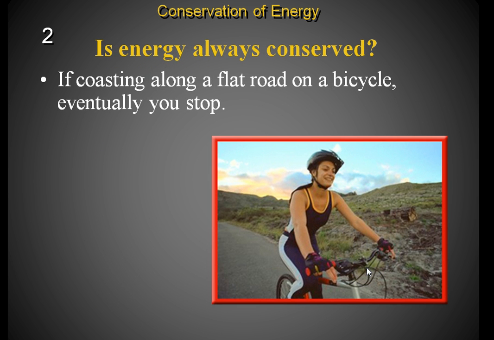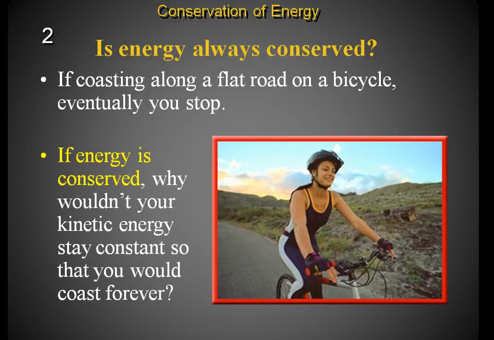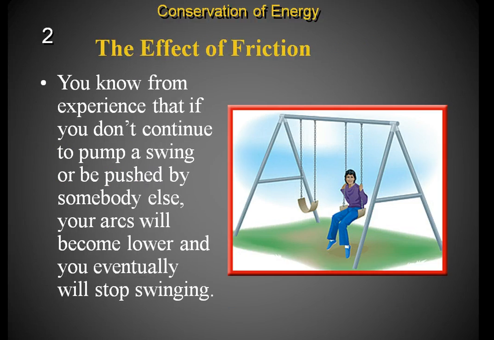Now, we say that mechanical energy is constant within a system. If it's 50,000, it's going to remain 50,000. But when you look at life and you look at reality, for example, if you are riding your bike and you're coasting, eventually, obviously, you're going to stop. And so the question is, if energy is conserved, if that kinetic and potential energy is going to remain the same in that system, why wouldn't your kinetic energy stay constant so that you would coast forever? If you're not going up or down in height, that means your kinetic energy should stay the same. But we know that's not reality because we've got a wonderful thing called friction.